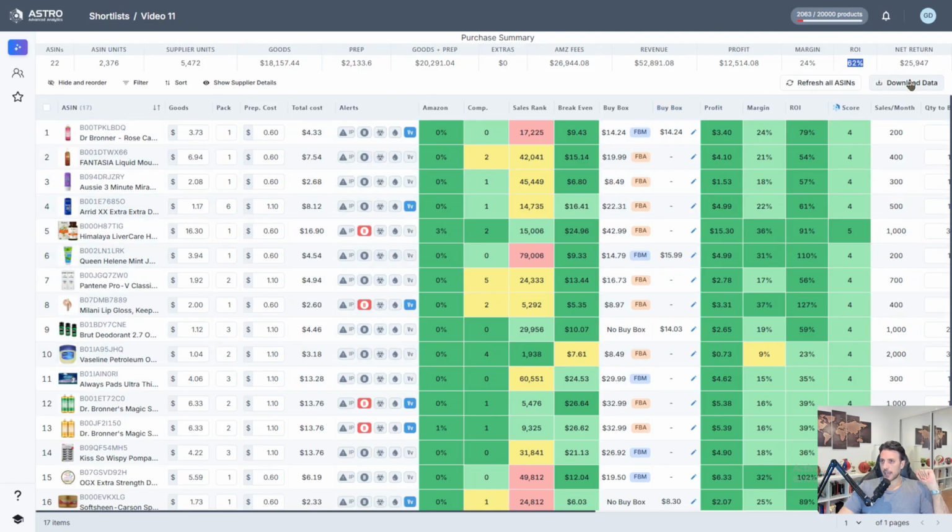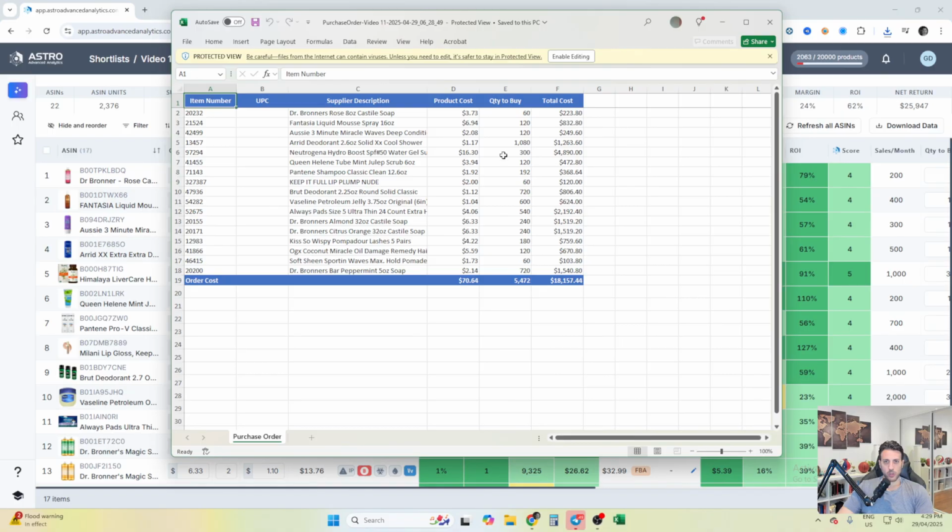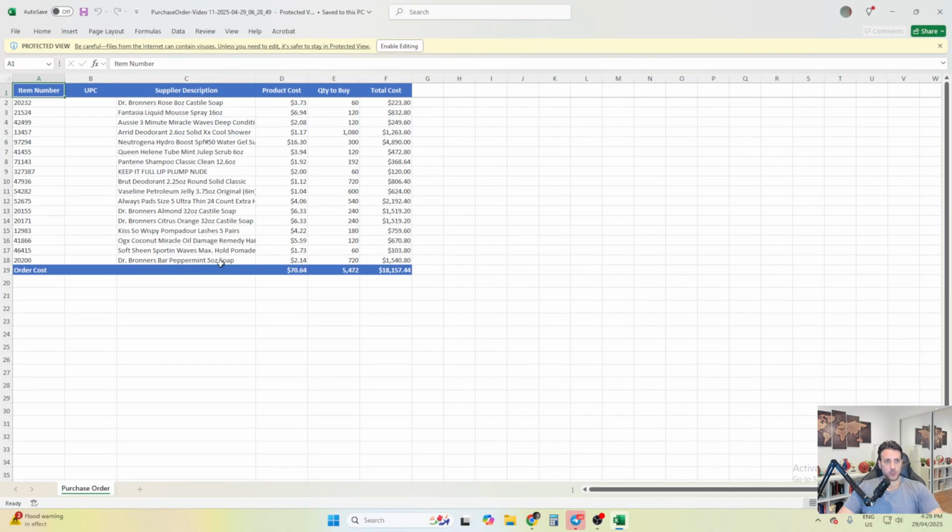Let's go ahead and download this as a purchase order. What we do right now is we download it as a purchase order, and now we have this, and that's pretty much just ready to send to our supplier. We have all the item numbers just there. The UPCs didn't appear for some reason. The supplier description, the amount of units in total, and the total cost is right there.